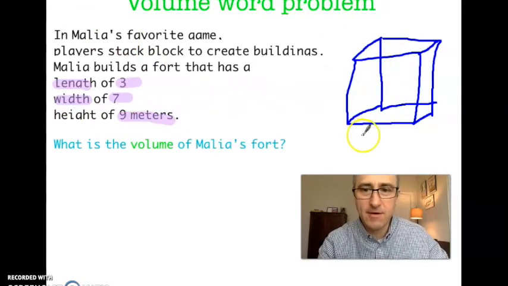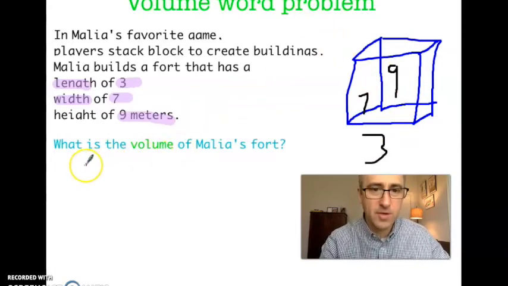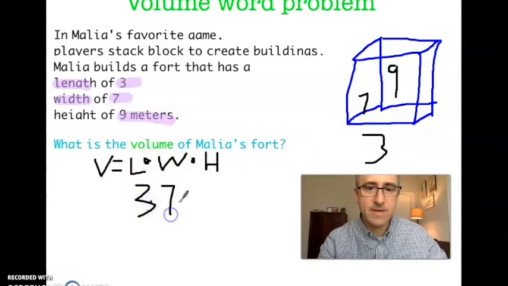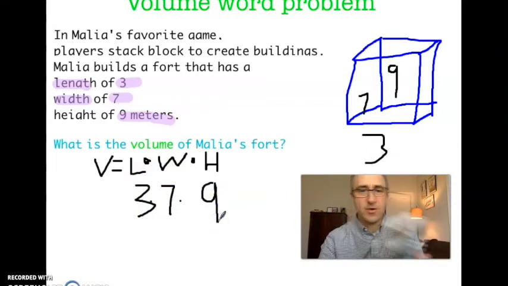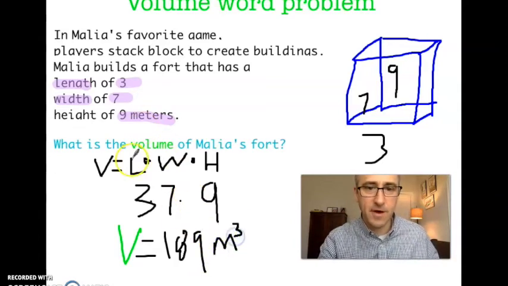So I said length of 3, width of 7, and height of 9. Now it helps me kind of visualize. And then I need to remember what my volume formula is. Volume equals length times width times height again. So when I take 3 times 7 times 9, I grab my calculator, 189 meters. And since I'm calculating volume, that's meters cubed for the length, width, and height.